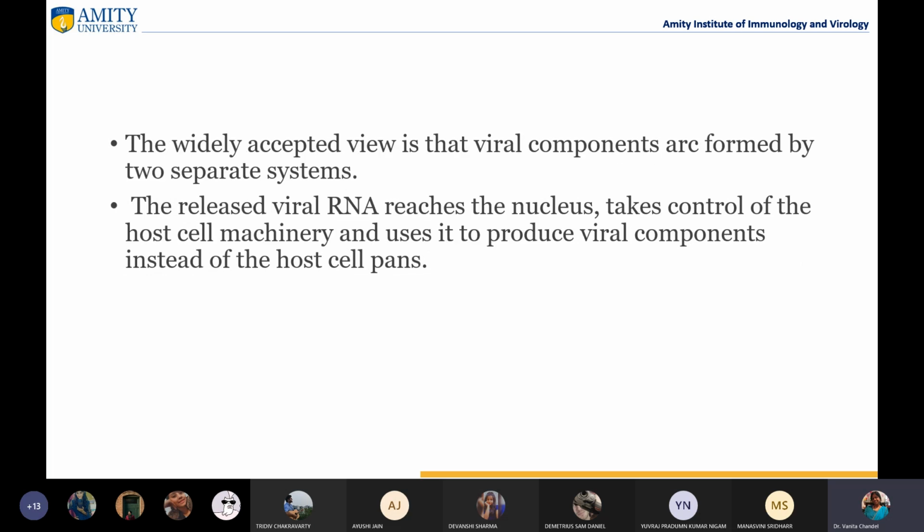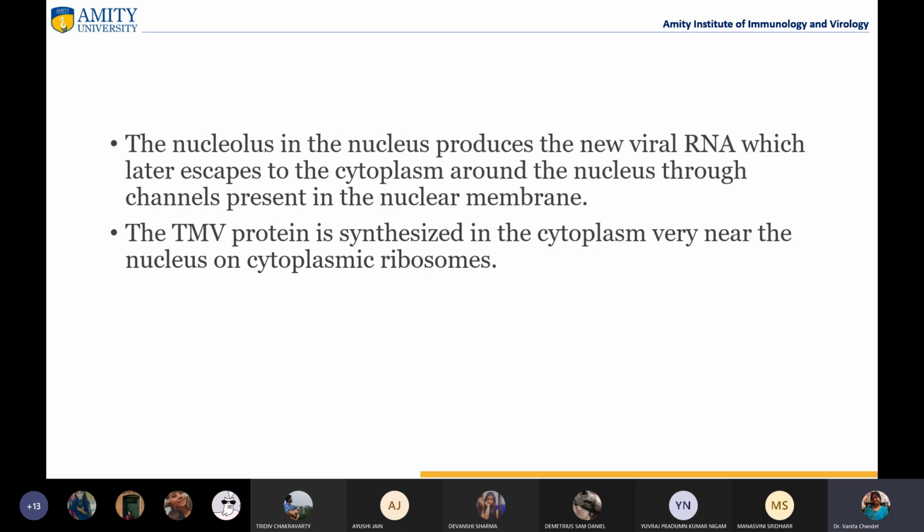The widely accepted view is that viral components are formed by two separate systems. The released viral RNA reaches the nucleus and there it takes control of the host cell machinery. It uses the host cell machinery to produce the viral components instead of the host cell parts. The nucleolus in the nucleus produces the new viral RNA, which later escapes to the cytoplasm around the nucleus through channels present in the nuclear membrane.